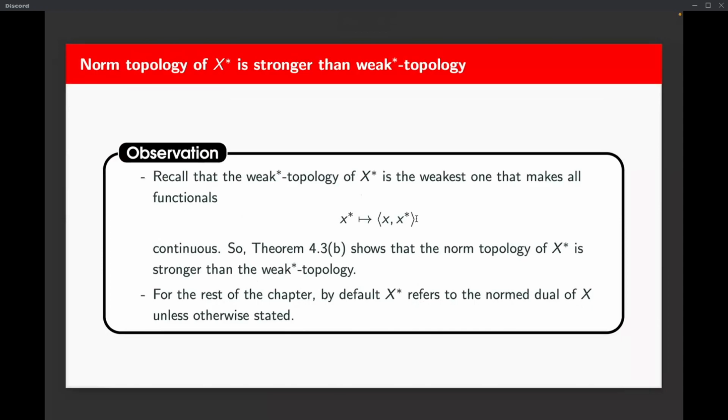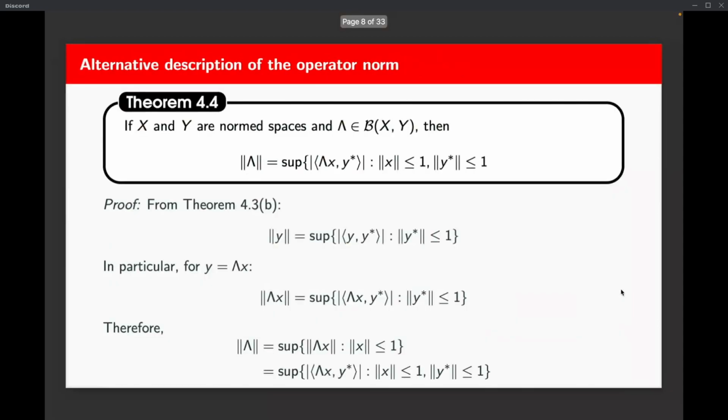All these functionals are continuous in the norm topology as well. And by default, the notation capital X star is going to refer to the norm dual, as opposed to the same space with its weak star topology. But the weak star topology pops up a lot throughout the chapter as well, in terms of how these two topologies relate.